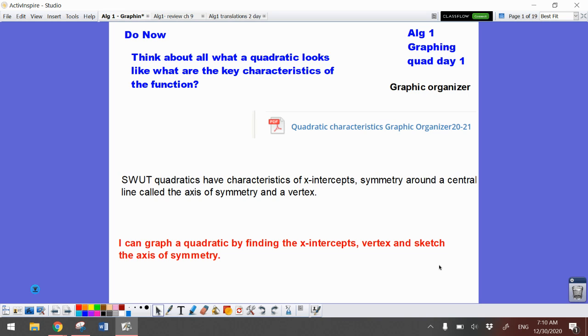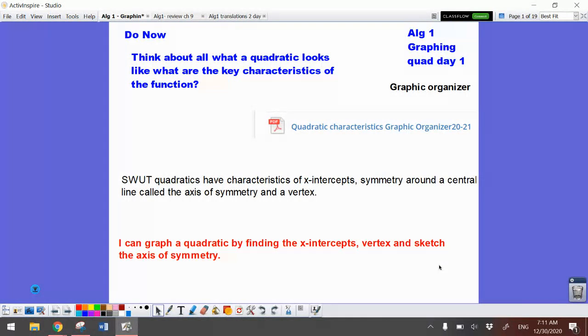All right, so we're going to continue today with quadratics and moving into quadratic characteristics. So we're going to be looking at all the characteristics that the quadratic has. We already have done two of them. That's the roots, the x-intercepts. We're going to be looking at the symmetry around the central line called the axis of symmetry and the vertex, the y-intercept. So when we graph today, we're going to be looking at 5 different things, okay?